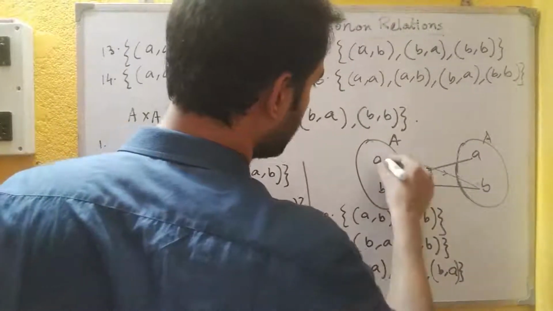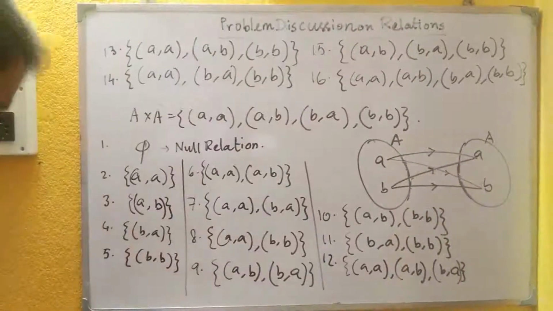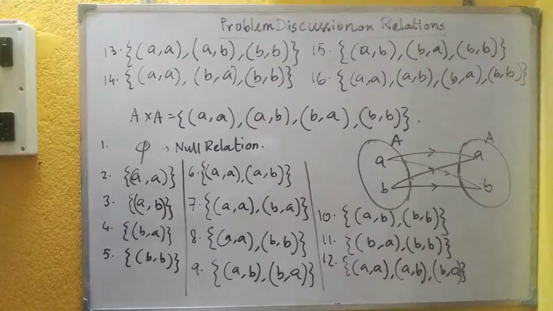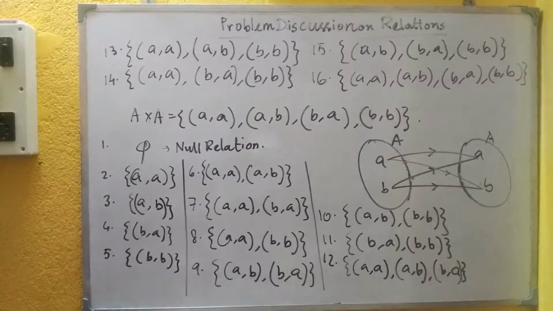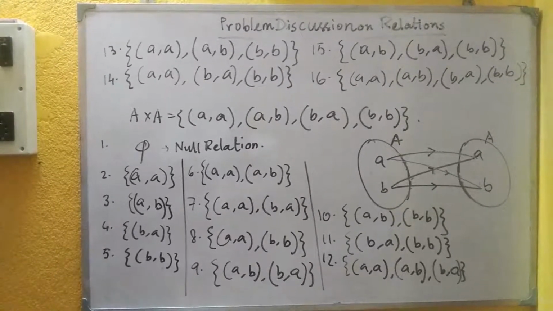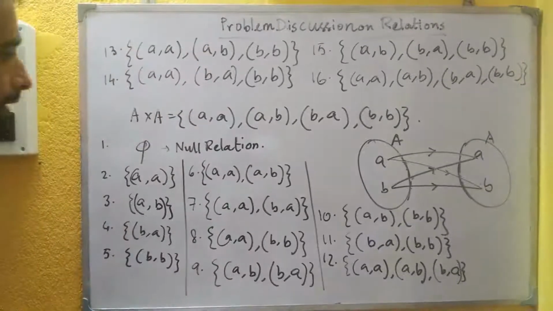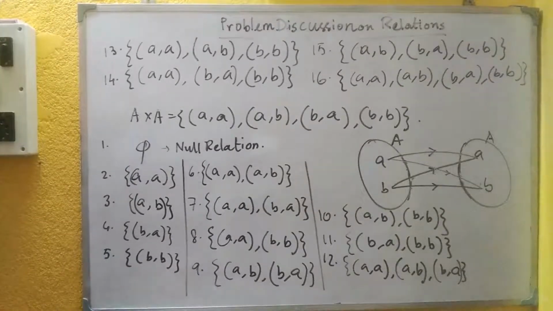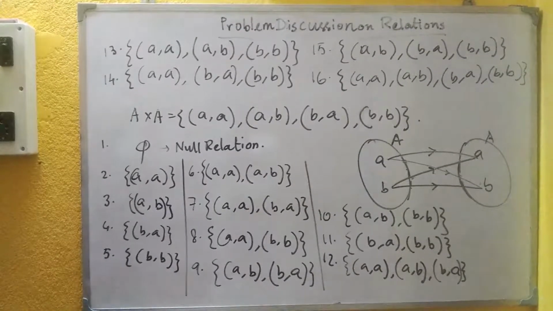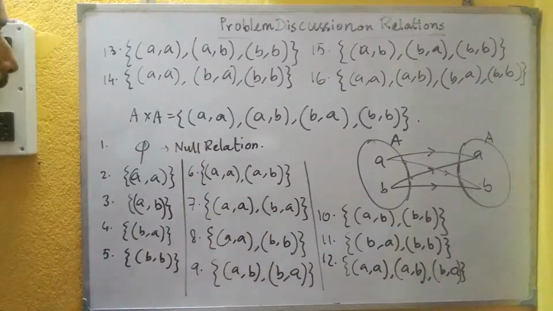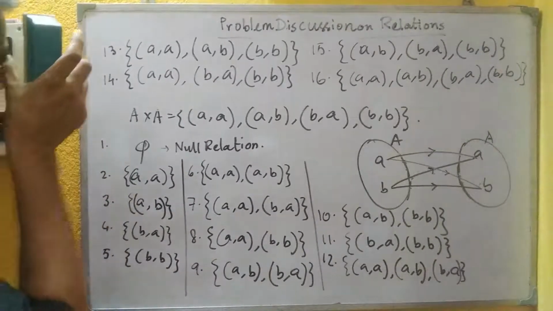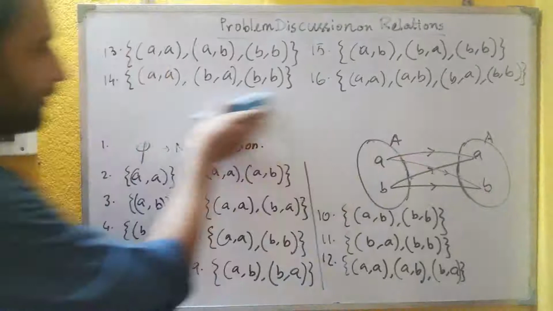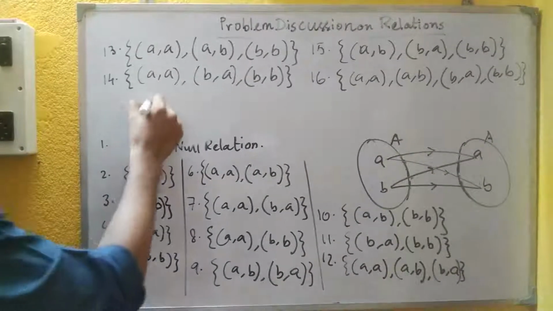So the extra element is A comma A. That means this one. And this is the relation. It is the improper relation where all the elements are related to everyone. So A is related to A and B both. B is also related to A and B both. So these are all the elements, and also you verify that this is the set A cross A. If A is a 2 element set, the set A was this.